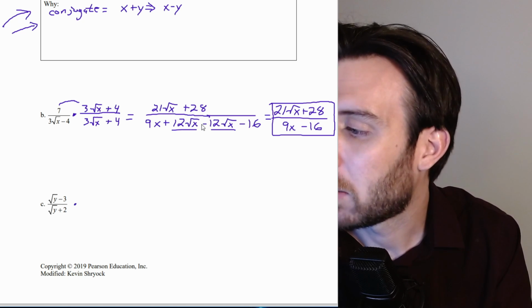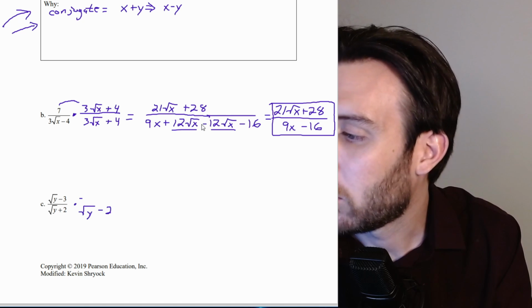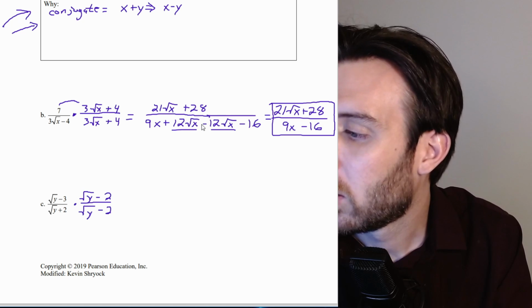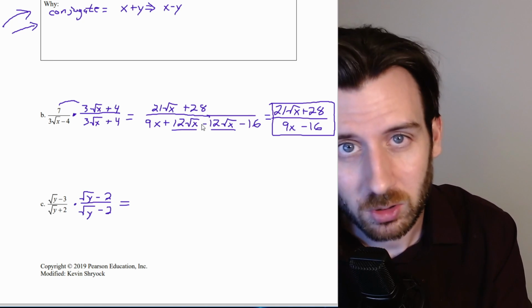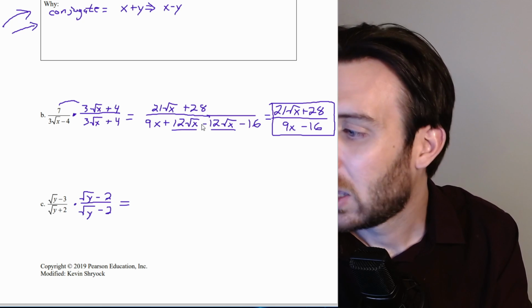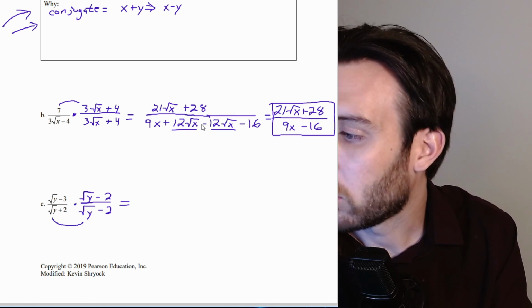Let's multiply the top and bottom by the conjugate. That would be square root of y minus 2, and we'll multiply the top by square root of y minus 2. Now I'm going to leave you with this one. All you're doing here is working on your foiling or your double distribution. Keep in mind that on the bottom, that's where you multiply these two.